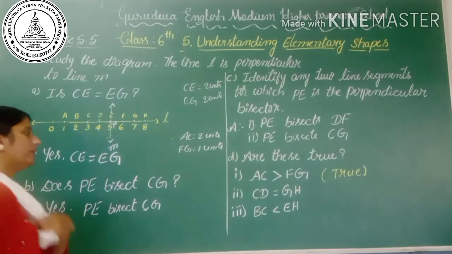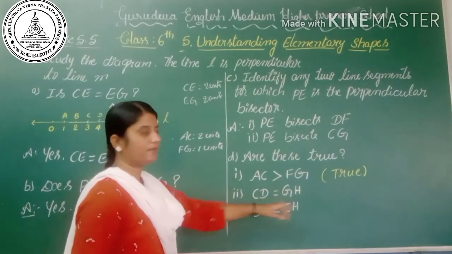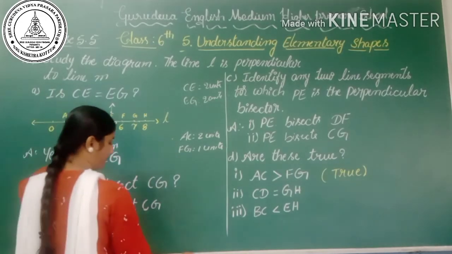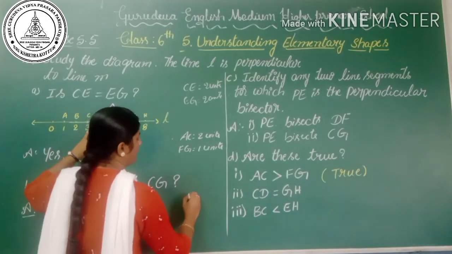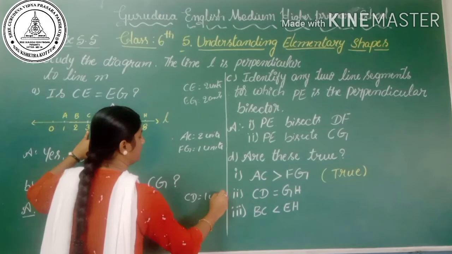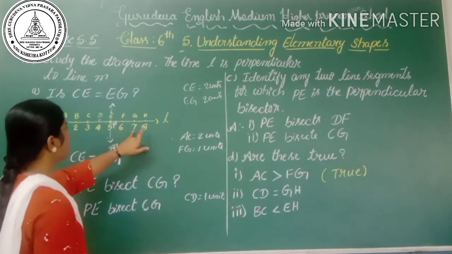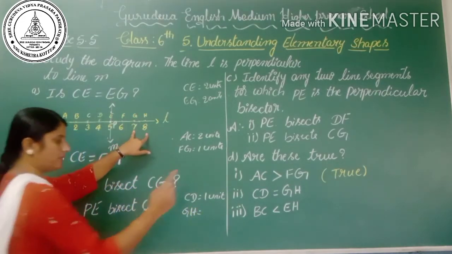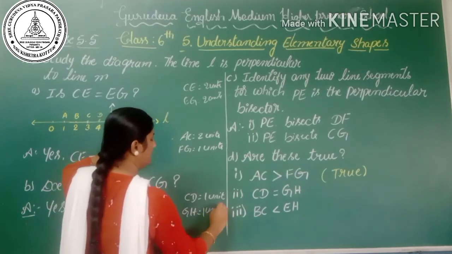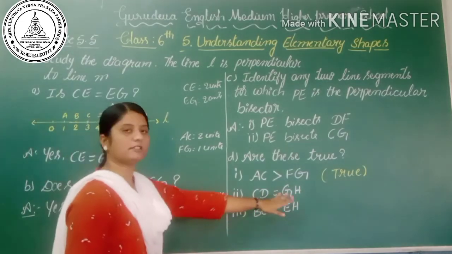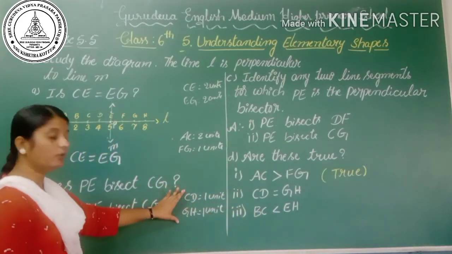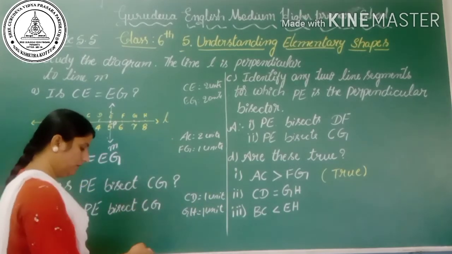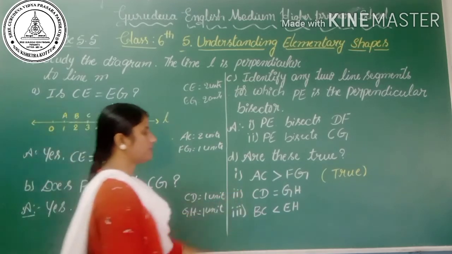Okay, then the second one, CD is equal to GH. See here, CD is equal to 1 unit. Then GH is equal to 1 unit. The distance between G and H is 1 unit. Both these segments have the same length, so we can say that it is true.